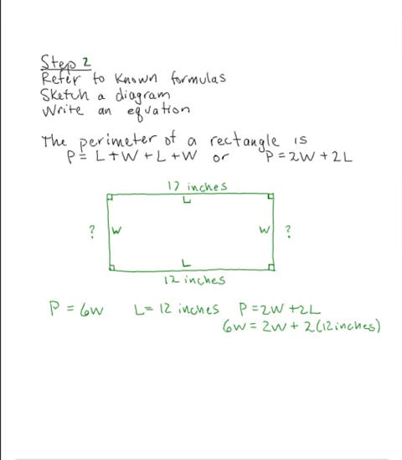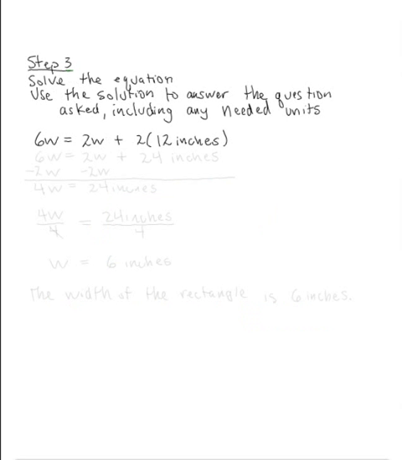We referred to known formulas. The perimeter of a rectangle is twice the width plus twice the length. We sketched a diagram, and we labeled our diagram with the information that we were given. And finally, we wrote an equation. Let's move on to step 3. Step 3 is solve the equation.